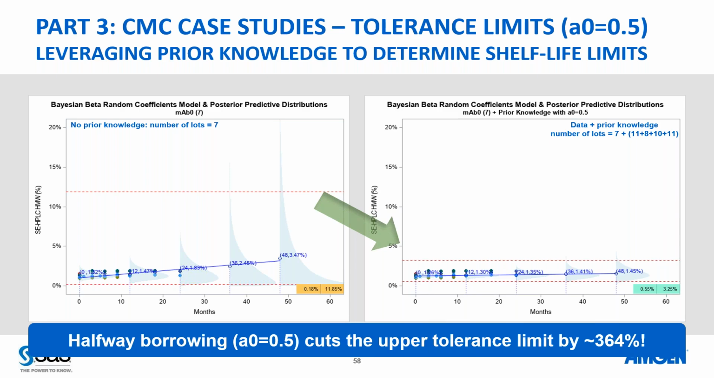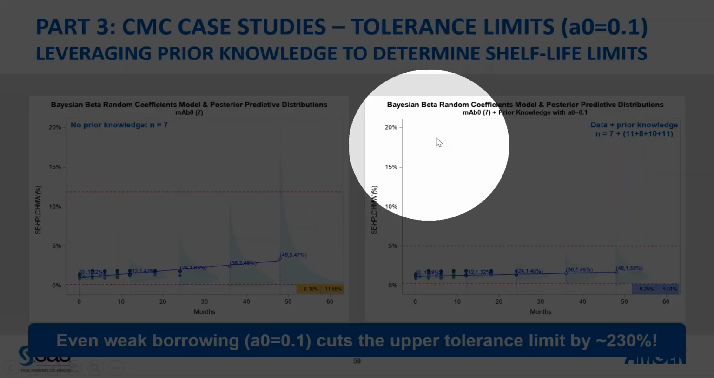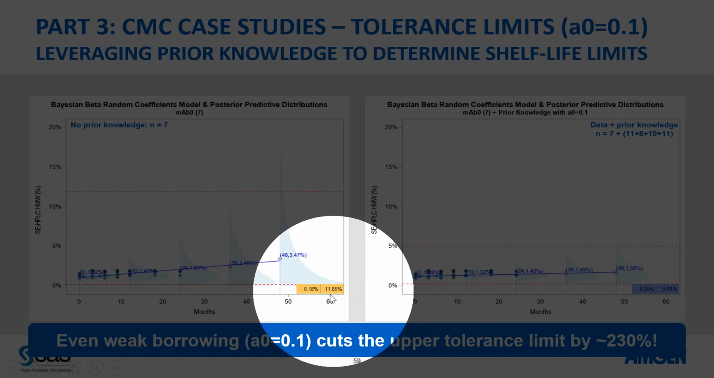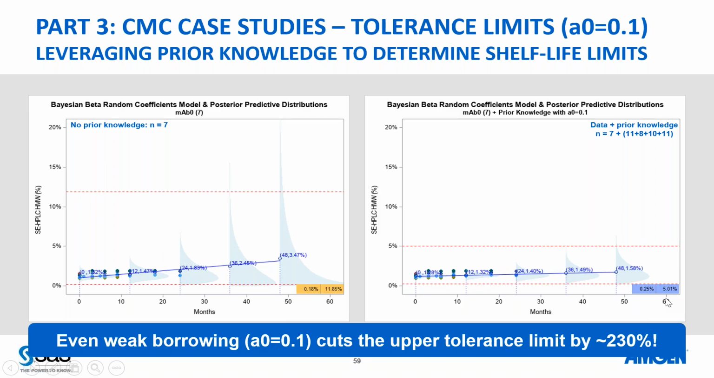We mentioned a few slides back that this use of prior knowledge via this analysis and the prior does help the interval. So again, this is why we were able to recover the information from the full data set. And just to show you one more thing, even if you use 0.1, even just a little bit of borrowing, cuts the limit by 230%. The limit, again, with no prior information is 12%, 11.85. The limit, if you just borrow 0.1, goes down to 5%. Okay, so that's the beauty of this approach.